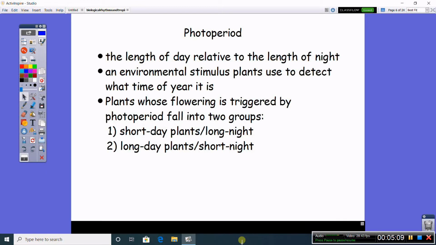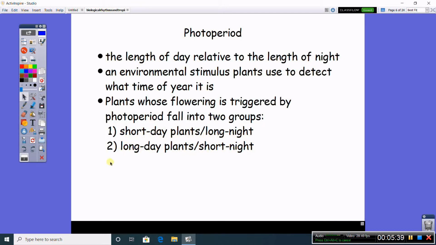Short day, which are also called long night plants. Long day, which are short night plants. So think about how we set our clocks forward a few weeks ago. And so our days have become longer and our nights have become shorter. So the types of flowers that you're seeing grow outside are probably those that are long day, short night plants.